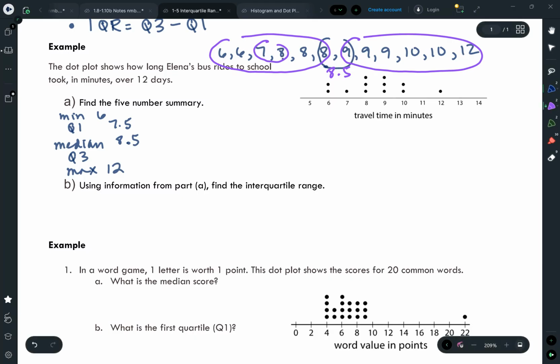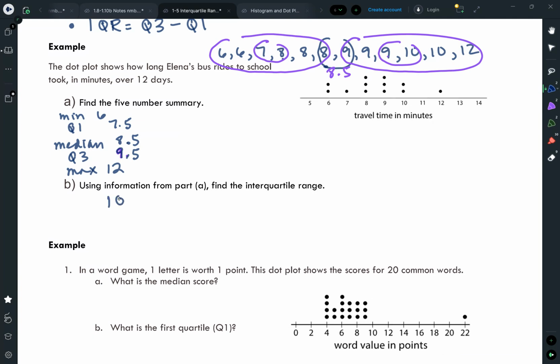And then let's see, for quartile 3, I have 6 numbers, 1, 2, 3, 4, 5, 6. So it's going to be the middle 2 again because it's even. 9 plus 10 divided by 2. Or I could just say, hey, it's 9.5. It's the middle of them. All right, so we had to find a 5-number summary. Perfect. Use the information from A to find the interquartile range.